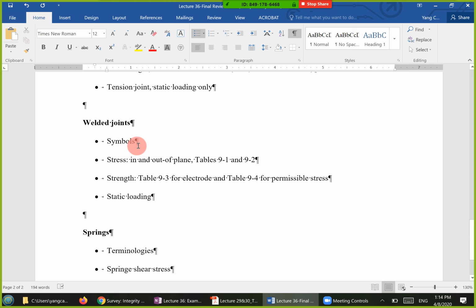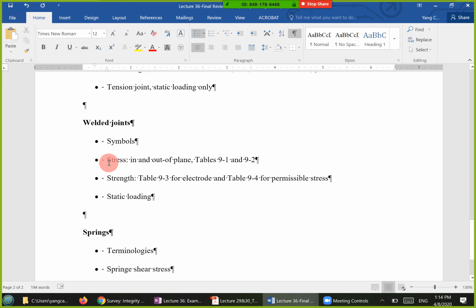Welded joints. First is the welding symbols. I showed you a few different welding symbols, but fillet weld is our focus. The requirement is that when you look at the welding symbol, you need to be able to identify what type of weld it is and what the leg height is. Where is it going to be welded? Is it all around, on one side, or on both sides? That type of information.